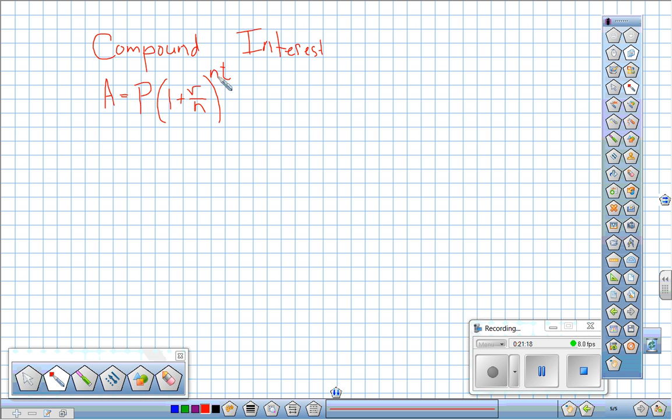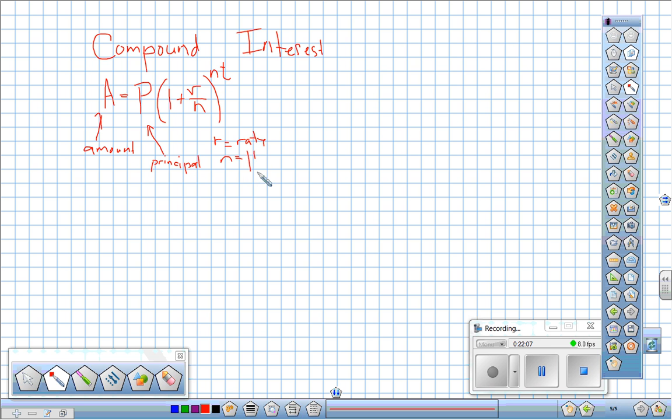So N is the number of times it's compounded a year, and T is the amount of time. I guess it's not necessarily in years, but the time period, whatever it is that they gave you. A will be the amount of money that you will have after the principal is grown over this amount of time. I like to use A for amount. P is principal, like your principal at the school. R is usually called your APR. I'm just going to say your rate.